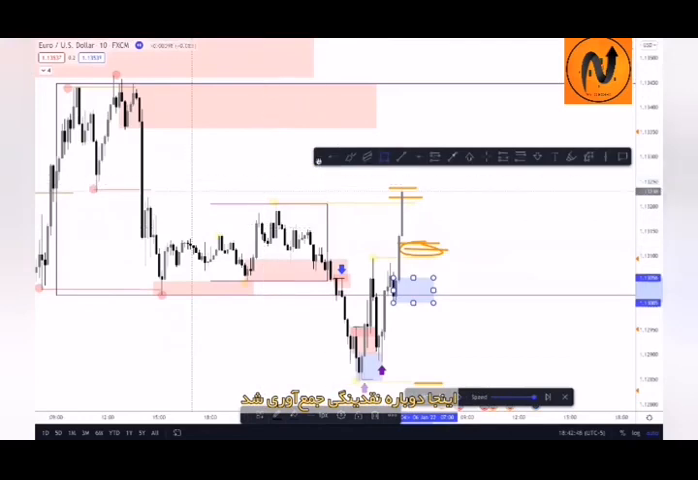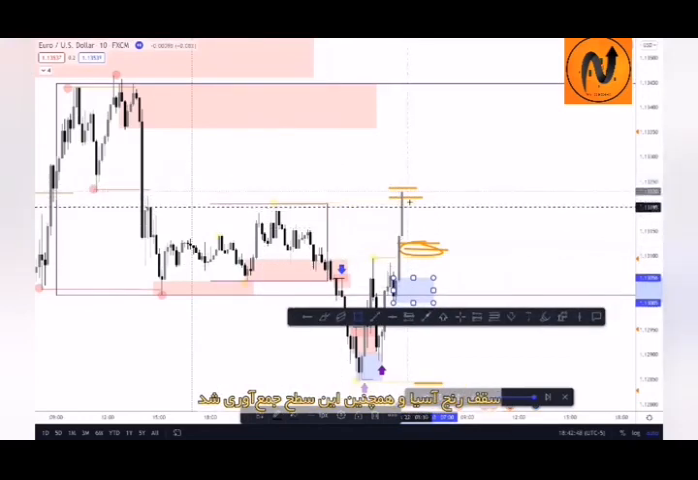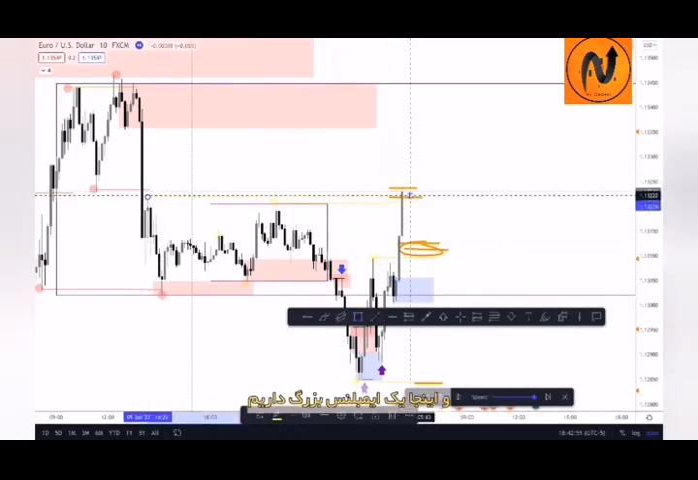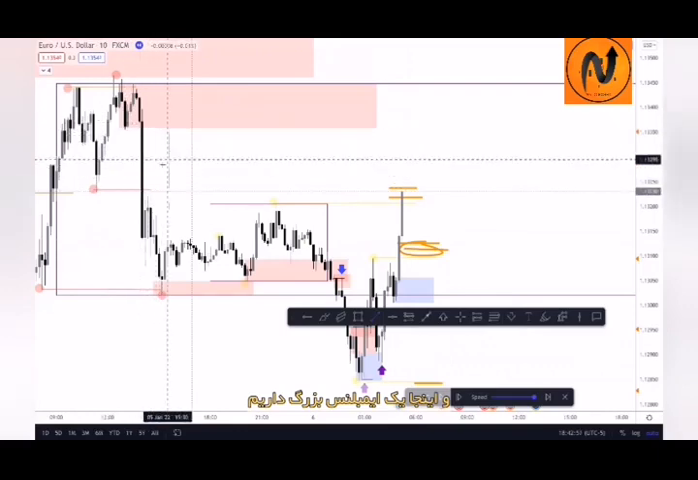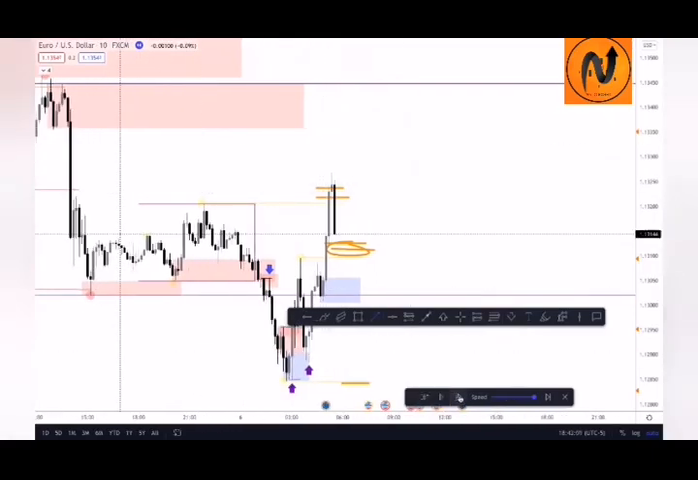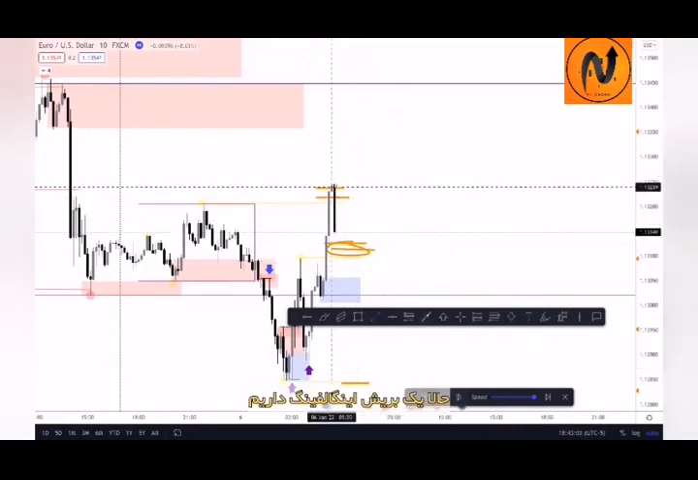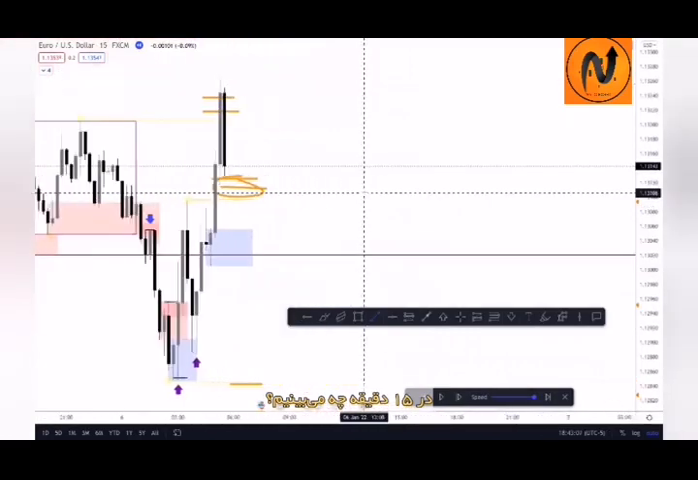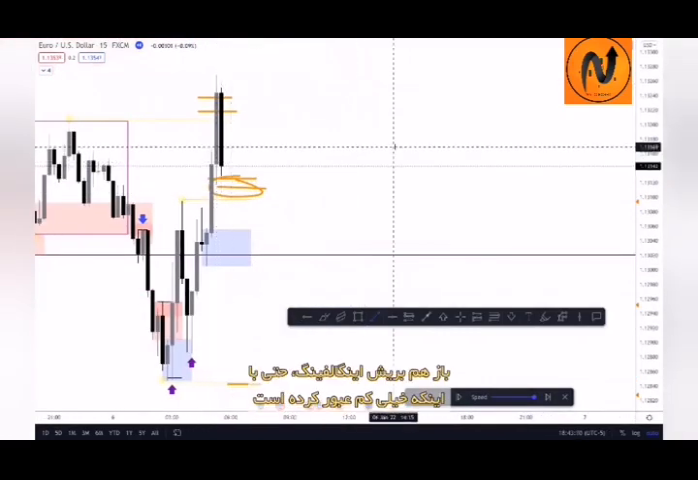Here we swept liquidity once again, right here. Asian highs, we even swept, I'm even seeing this. We swept this here too. And now we're in what? A bunch of imbalance, all right? What do we have? Bearish engulfing, all right? What do we have on the 15-minute? Bearish engulfing ever so slightly.